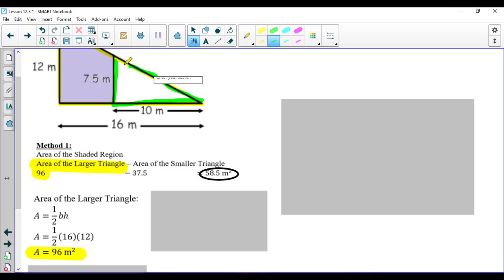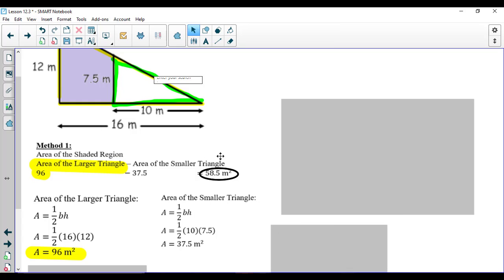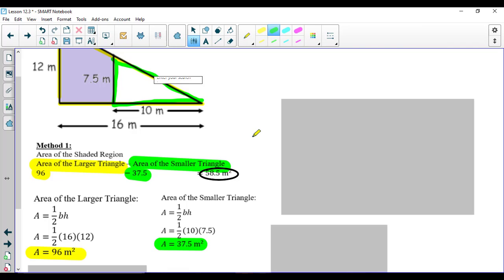And the base and height of that triangle are 10 and 7.5. So I'm going to do half times 10 times 7.5 to get the area of the smaller triangle, which is 37.5 meters squared. So to find the area of only the shaded region, we're going to take 96 minus 37.5, and that gets us 58.5 meters squared.